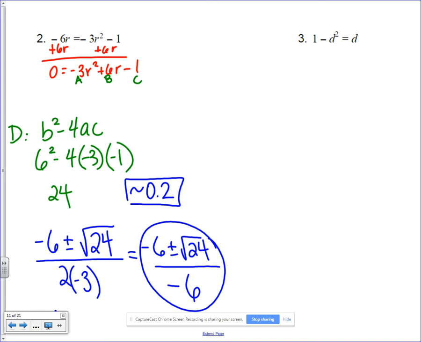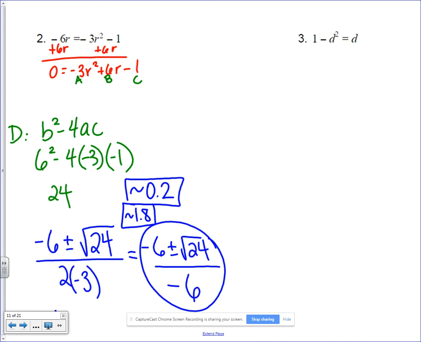But that's only one answer. Now I'm going to find the other answer. Negative 6 minus the square root of 24. Negative 10.89 divided by negative 6. Approximately 1.8. So does everybody understand the difference between approximate answers and exact answers? Yes? You sure? Okay. So we're just going to keep practicing this. Sound all right with you?